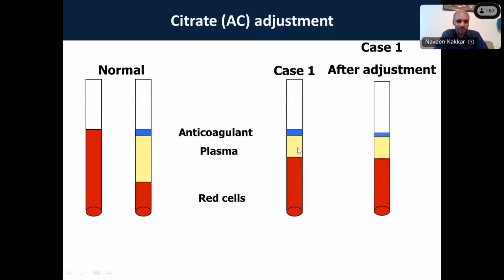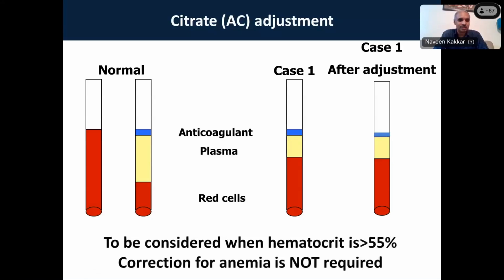So for this plasma, compared to the normal plasma, this does not need the whole amount of anticoagulant. This needs less. So we did this repeat sampling in this tube, which has less anticoagulant, and your test came back to normal. So this is called citrate or anticoagulant adjustment. You must consider this whenever you're looking at a patient who has polycythemia and coagulation results are deranged.